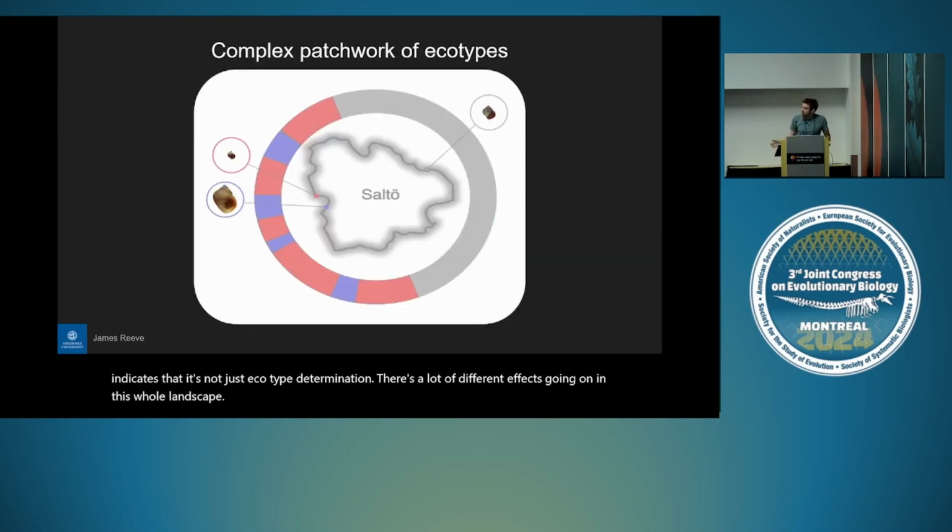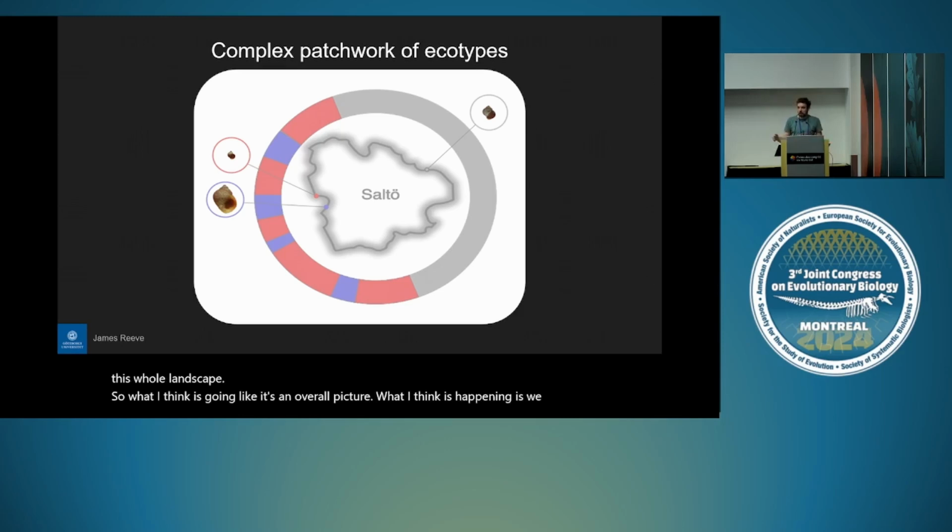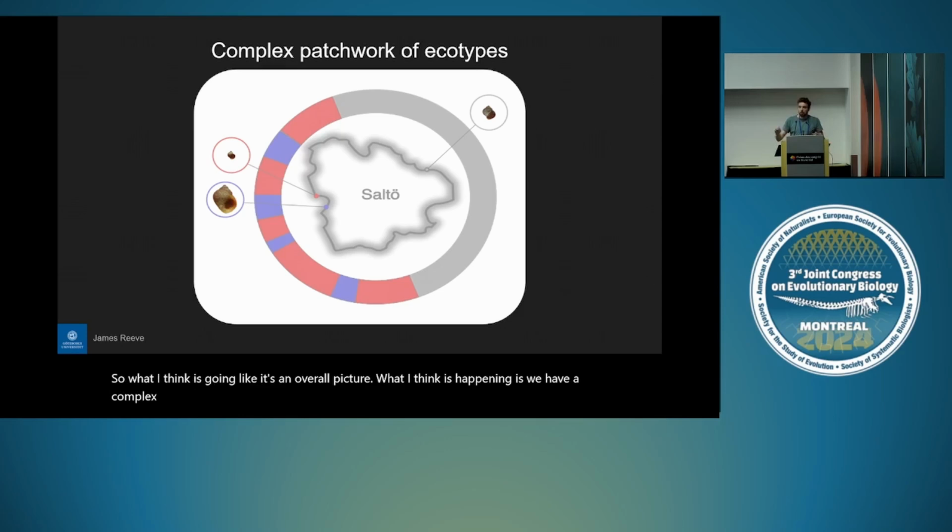So what I think is going on, as an overall picture, is we have a complex landscape where there's a patchwork of different ecotypes. You've got the orange parts and blue parts where you have these really strong, clear ecotype differences that are met in these hybrid zones. Then on the backside of the island, you have more of a continuum, or you just have something very different, like very sheltered, marshy areas. And I would call these the intermediate populations.